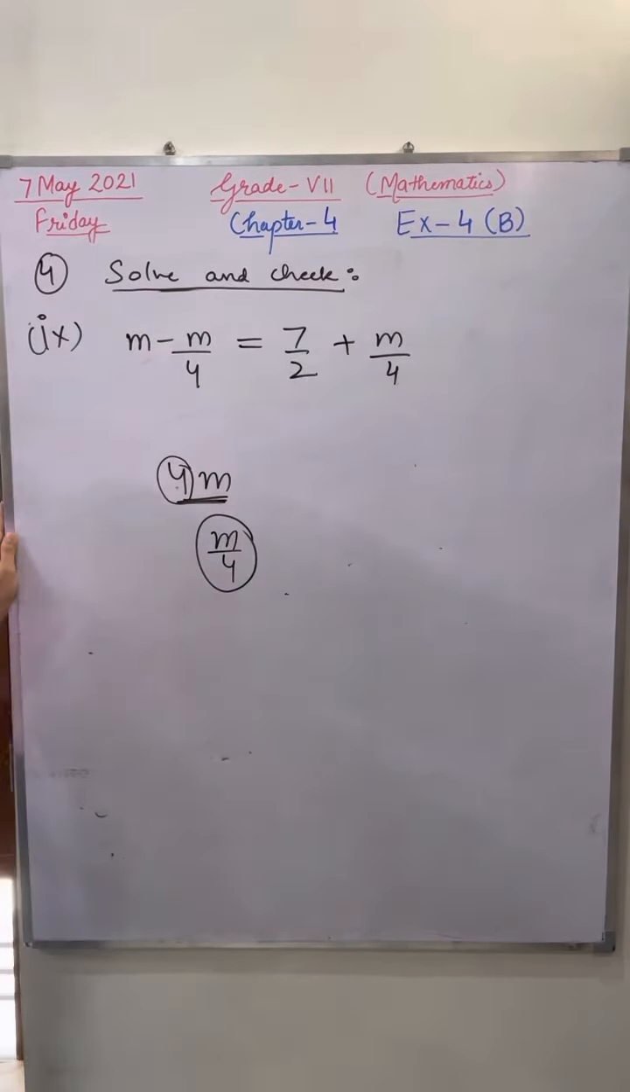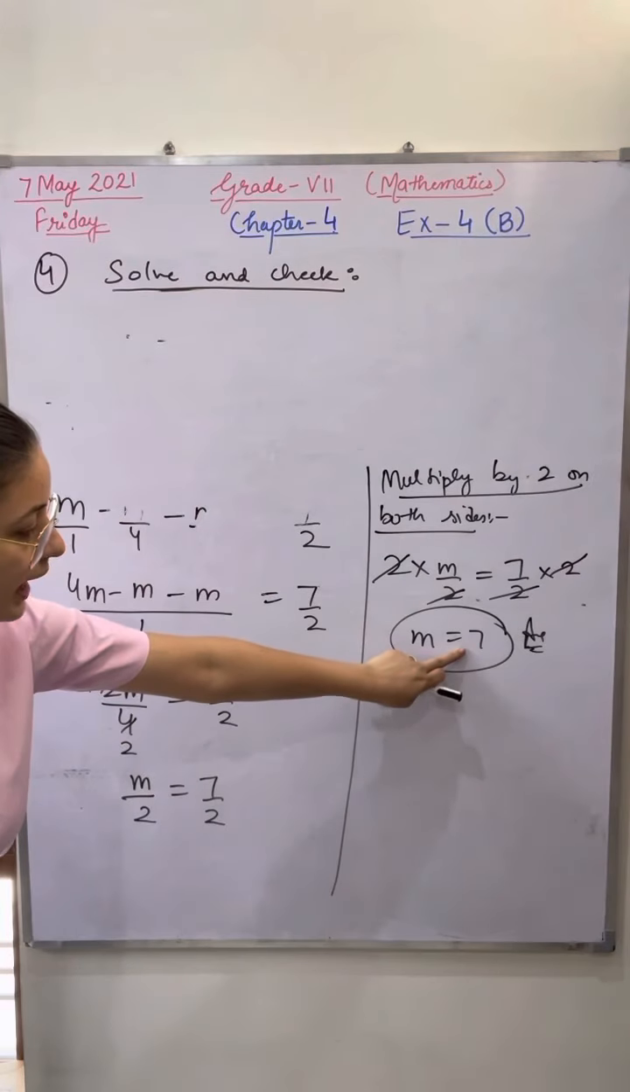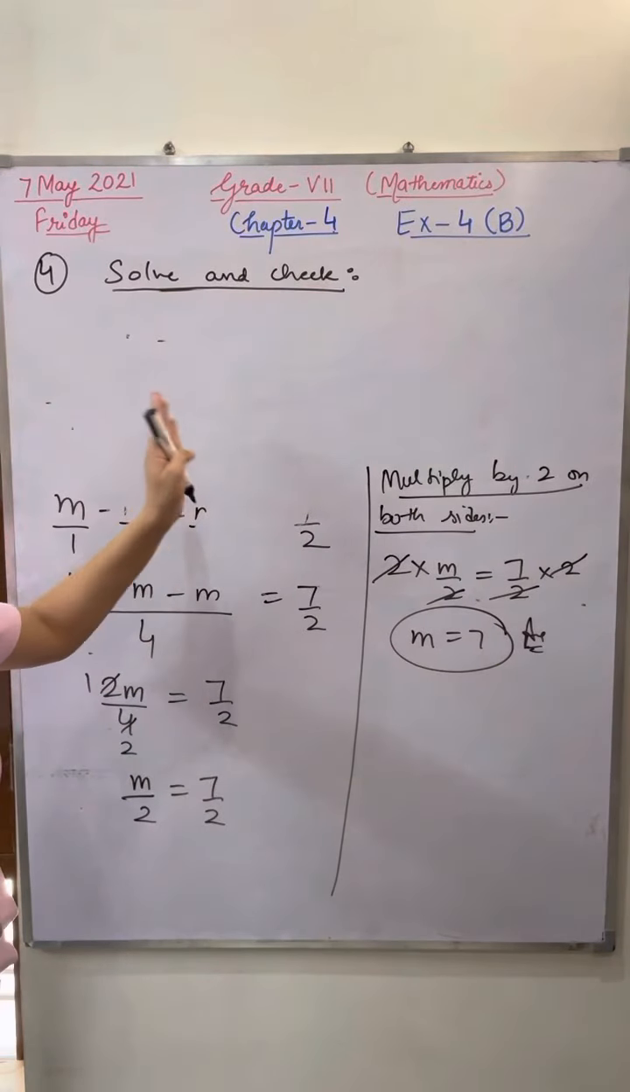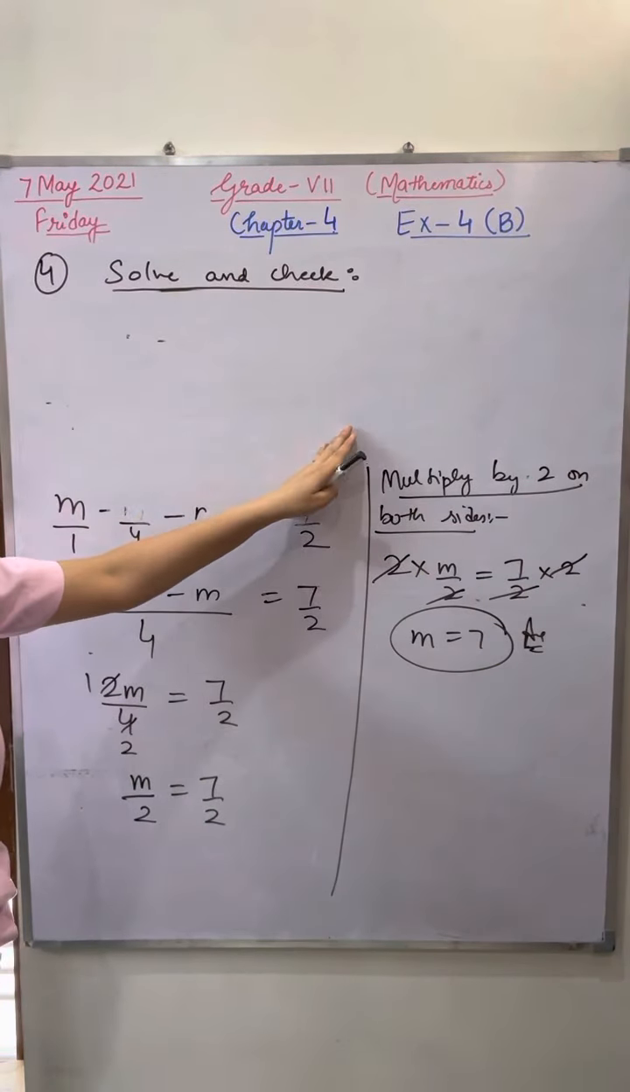Now, next step is you have to check your question. Checking part I'm giving you for your homework. Put the value m is equal to 7 in the question, and the left hand side should be equal to the right hand side, and then you can verify the question. It is very easy. The main thing is how you apply the steps. Suppose I'm going to do now the 11th part.